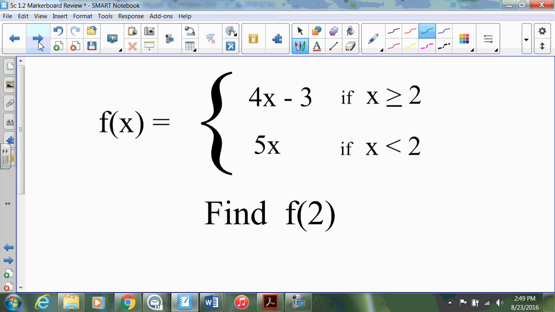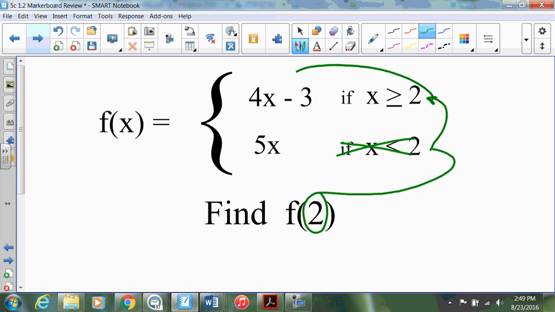This next one, it says find f of 2. So I'm looking, if my x is 2, I know I can't use this one because this says if x is less than 2. Well, 2 is not less than 2, so I can't use that one. So I'm going to keep going. It's this one. 2 is greater than or equal to 2. So that means that I use this rule. Plug the 2 in for x. So I'll have 4 times 2 is 8 minus 3 equals 5.